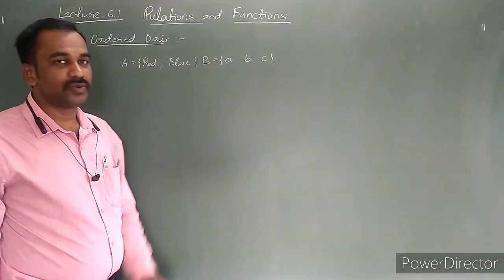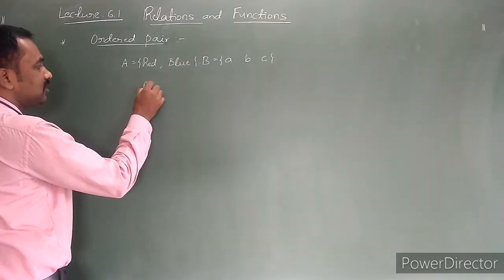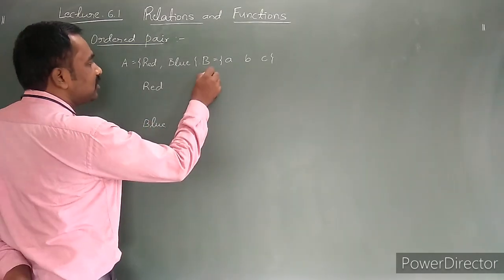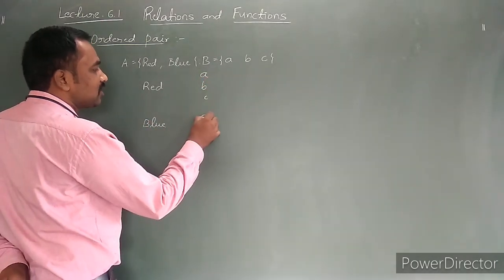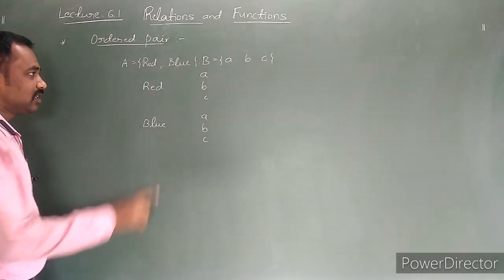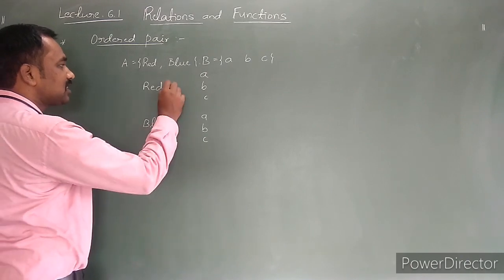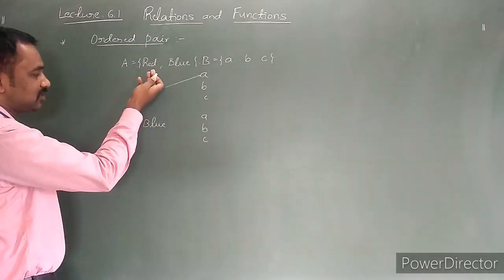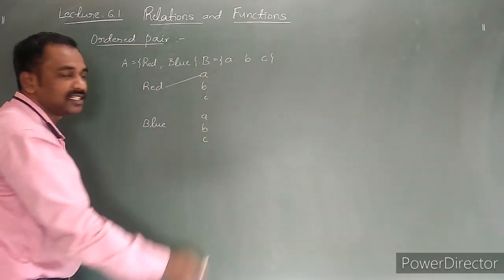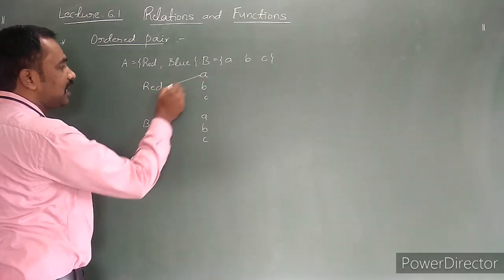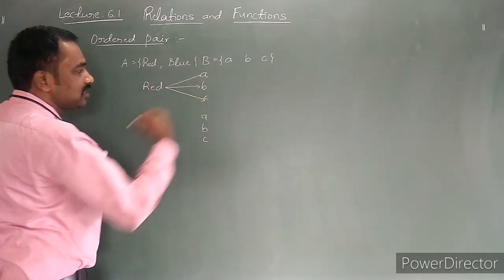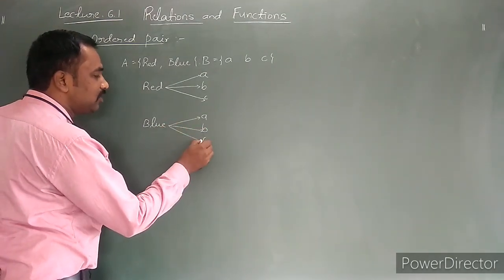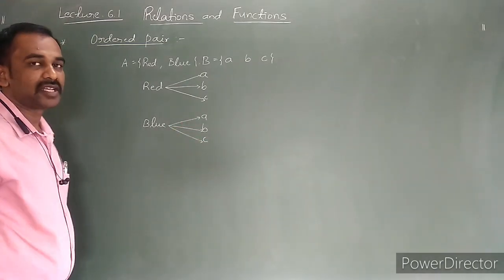What is the relation between these two? Here red is there, blue is there. Two colors are there, and three objects are there in set B: A, B, C. Now I am going to make the pairs. We can make red and the object A, and so on. So red and A, red and B, red and C. These are the possibilities. Similarly, blue and A, blue and B, and blue and C. This is how we can make the pairs.